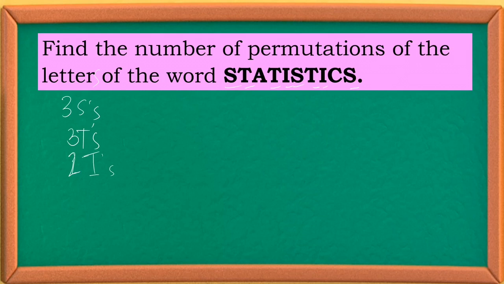Now, to solve for distinguishable permutation, we have the formula: permutation is equal to n factorial over p factorial times q factorial times r factorial, and so on, where n here is the total number of letters of the word statistics. So 1, 2, 3, 4, 5, 6, 7, 8, 9, 10. We have here 10 letters. So that is 10 factorial over p factorial, q factorial, r factorial. p, q, r here are the letters that are being repeated. We have 3 S's, so that is 3 factorial. 3 T's, that is 3 factorial. 2 I's, that is 2 factorial.